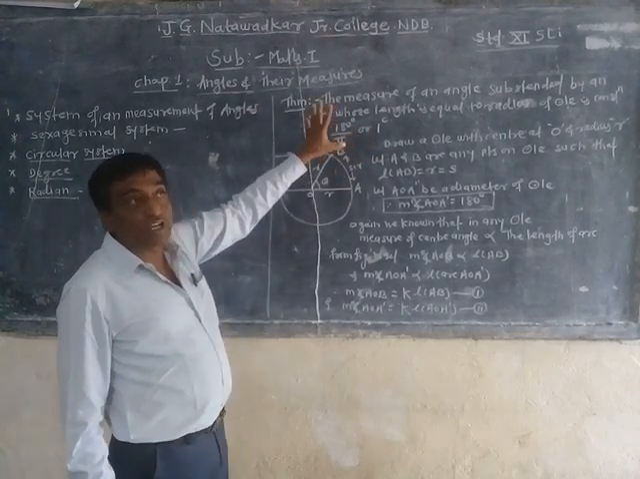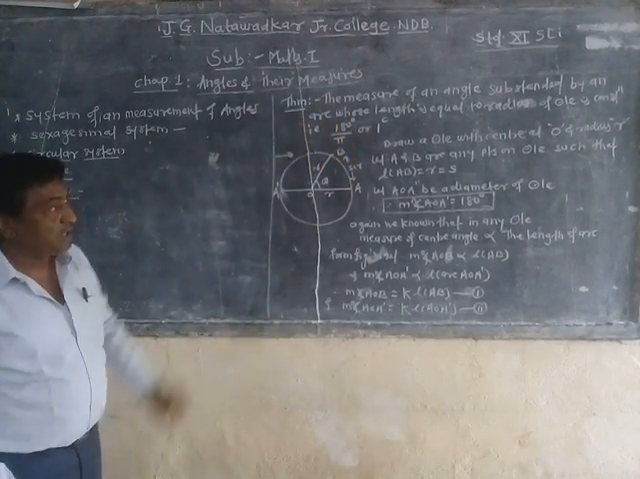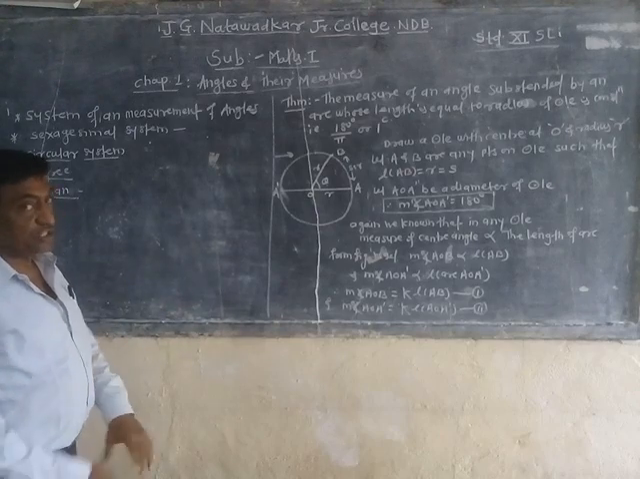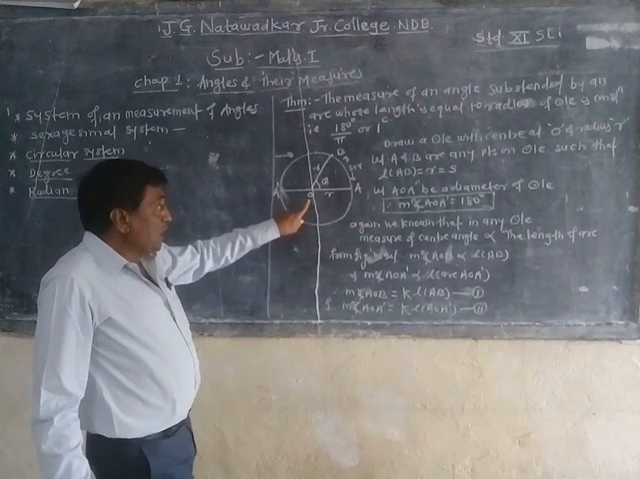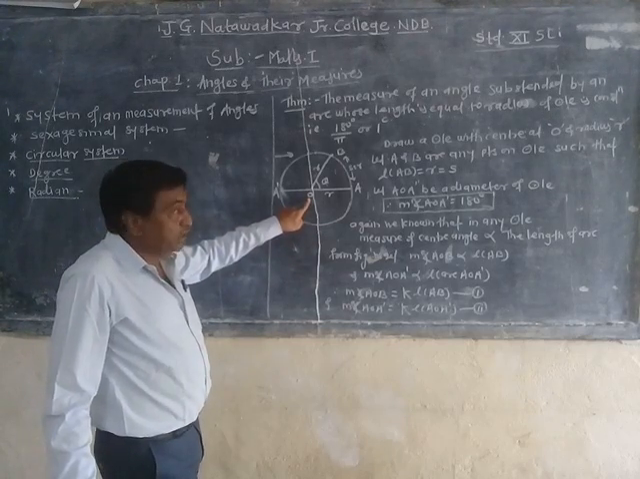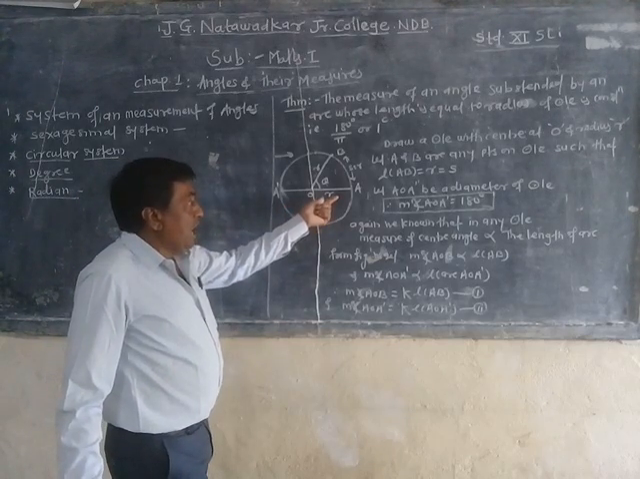So this is just the definition of the radian. Now we want to prove this. In this proof, I will draw the circle. In this circle, I will take O as the center and R as the radius.